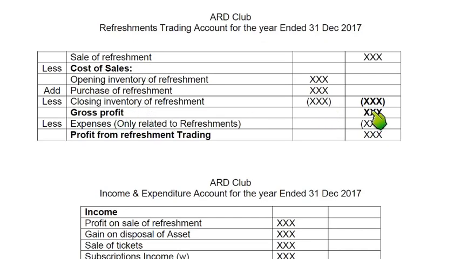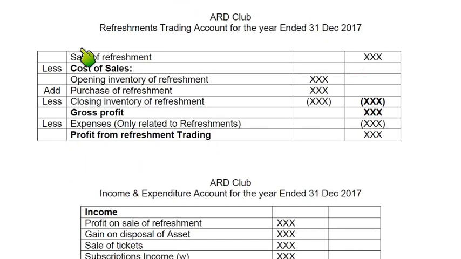Then from gross profit, we need to deduct expenses. Expenses will only be deducted if there are expenses relating to refreshment or cafe or canteen. If there are no expenses tagged or labeled as canteen expense, canteen staff wages, or refreshment area rent, then we won't be charging any expenses here. We just need to make this till gross profit. But if there are expenses relating to canteen, these also need to be deducted in order to get the final figure of profit from refreshment, or profit from canteen or shop.